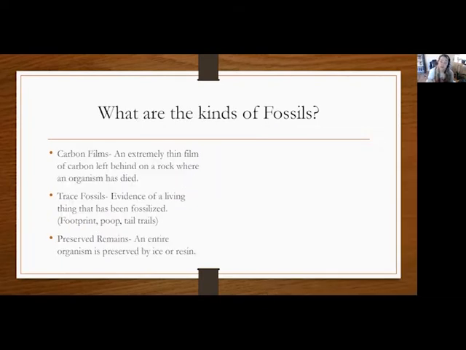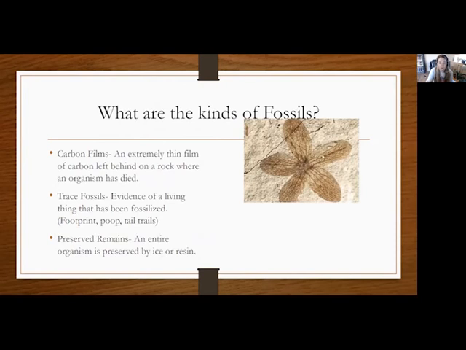Carbon films involve an extremely thin film of carbon left behind on a rock where an organism has died. So this flower you see here, it almost looks like it's part of the rock. If you touch the rock, you wouldn't even be able to feel the flower on the fossil. Carbon films are very thin.